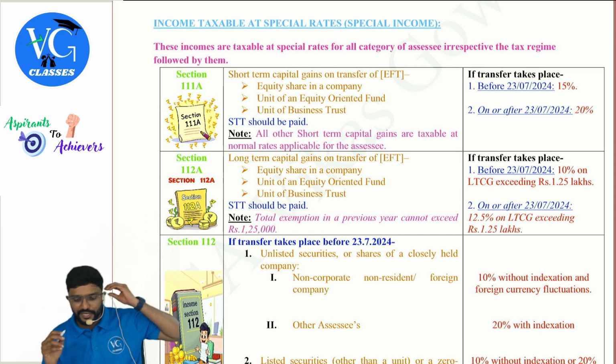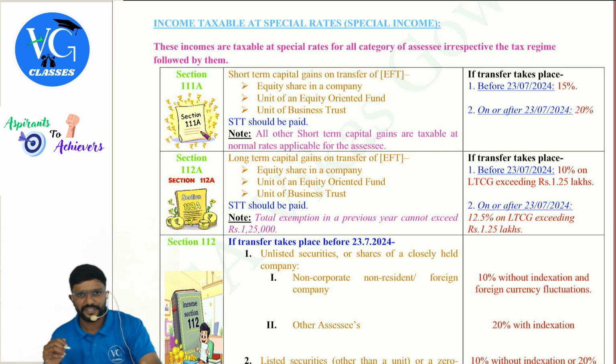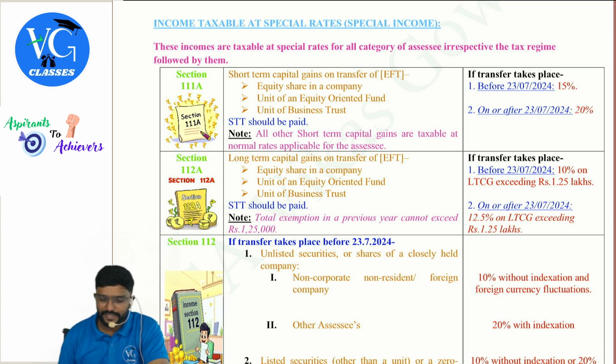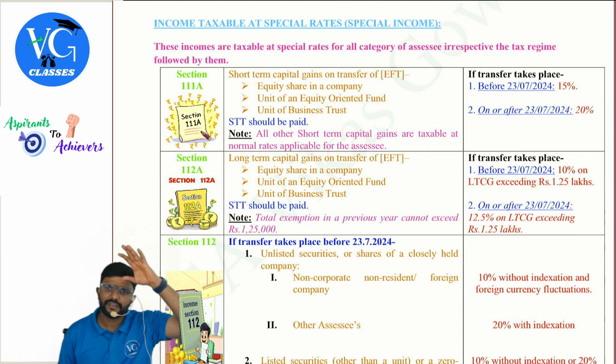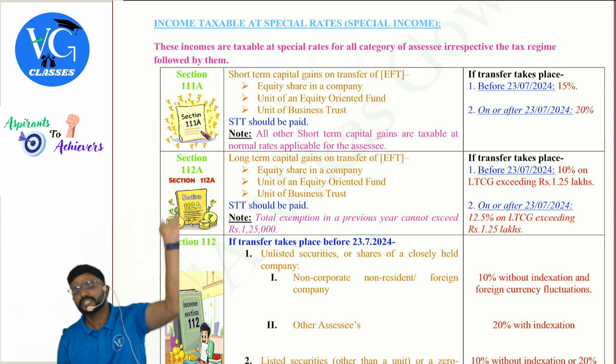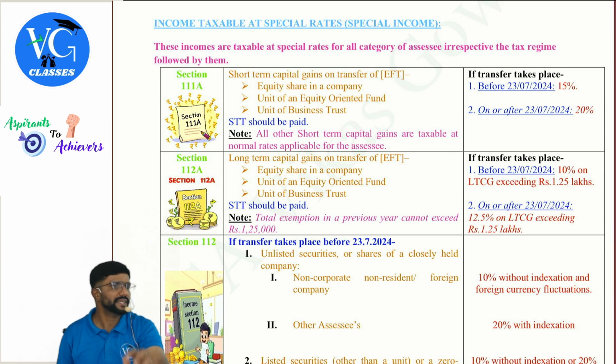Income taxable at special rates, special income. We call it special income. These incomes are taxable at a special rate for all categories of assessee, irrespective of the tax regime followed by them, whether they are following default or normal or optional, or even for company, where we have optional and normal. Whichever they are following, the rate remains the same, guys. So please be attentive. Again, ultra attentive.